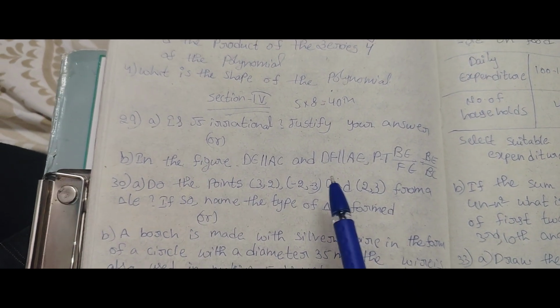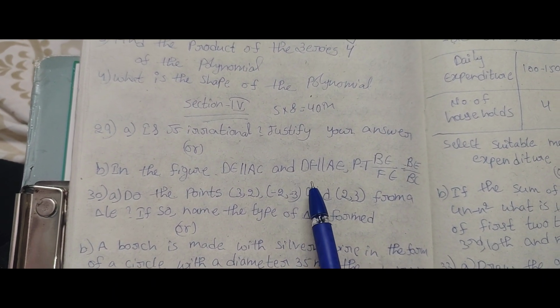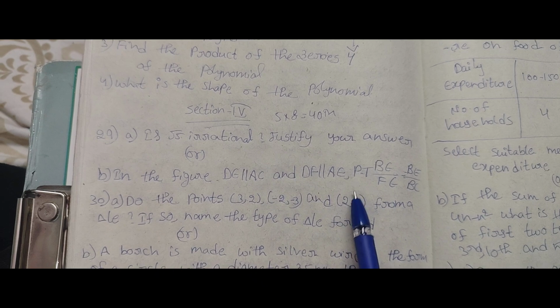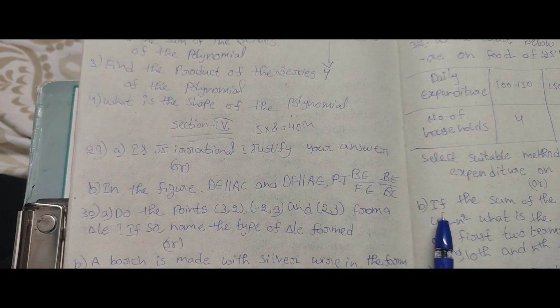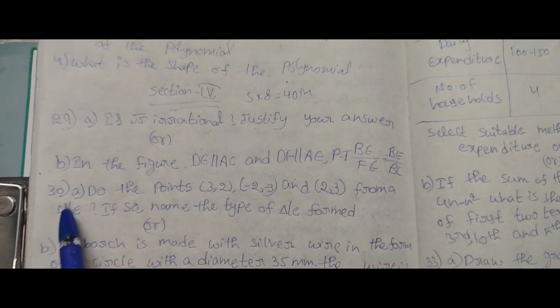In the figure, DE is parallel to AC and DF is parallel to AE. Prove that BF by FE is equal to BE by BC. Next, 30.